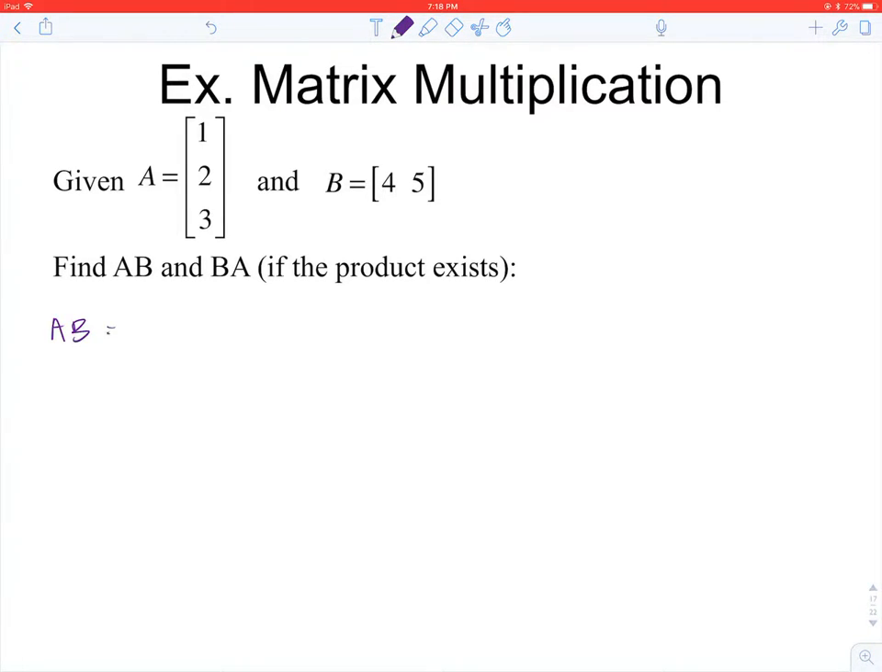Okay, and again, let's find A times B if possible. This is a column matrix times a row matrix. So this is 3 by 1, 1 by 2, because the number of columns matches the number of rows. This product will result in a 3 by 2 matrix.